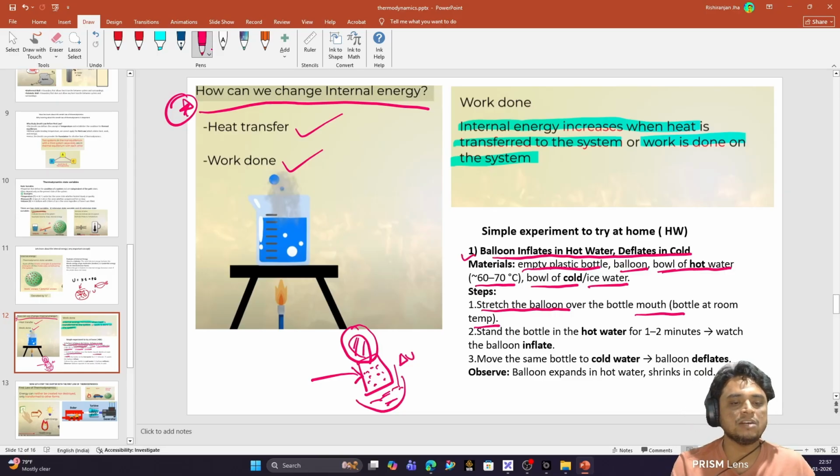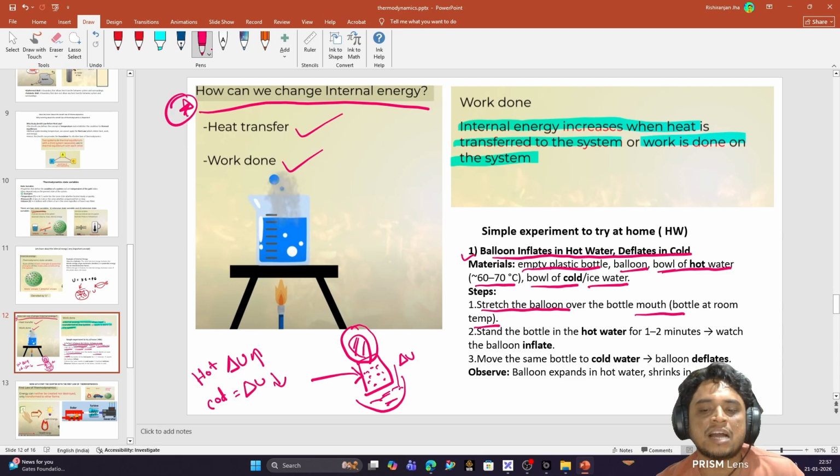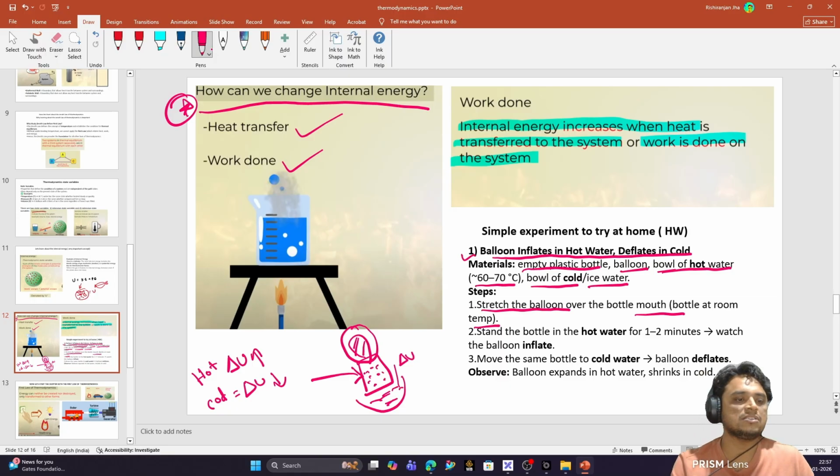So in the hot water there is an increase in the internal energy, and in the cold water there is a decrease in the internal energy. This is the best experiment you can try at home to check the concept of internal energy through heat transfer. You can take a screenshot of this experiment and try it at home. This is a very simple and basic experiment to understand the concept of change in internal energy.